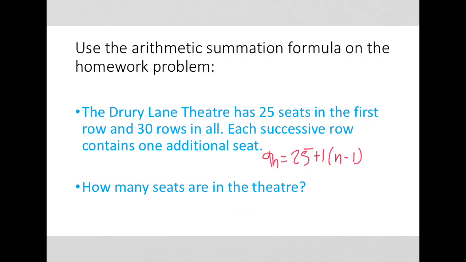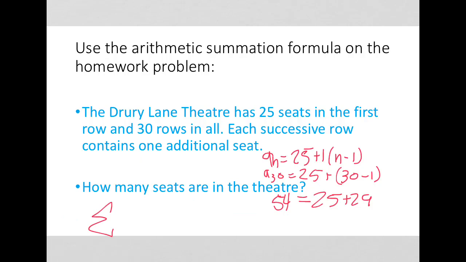And let's figure out how many seats there are in the 30th row. So a sub 30 is going to equal 25 plus 30 minus 1. So 25 plus 29, which gets us 54. I needed that so I knew what my final value was, a sub 54.